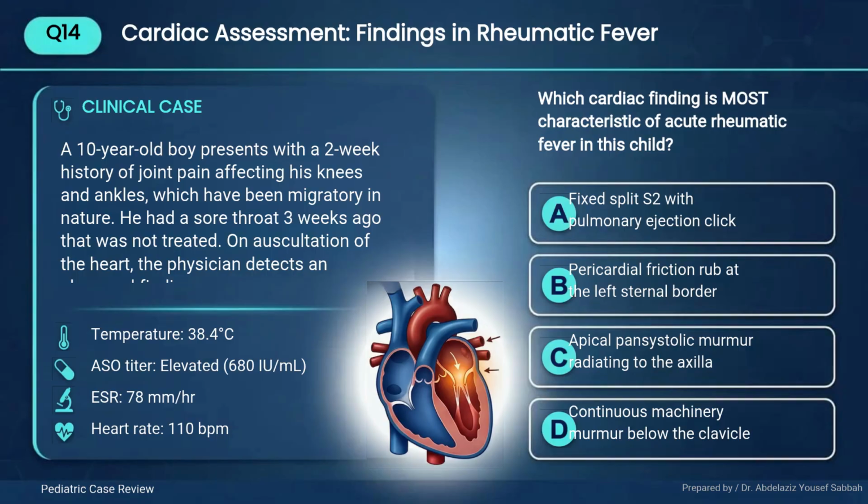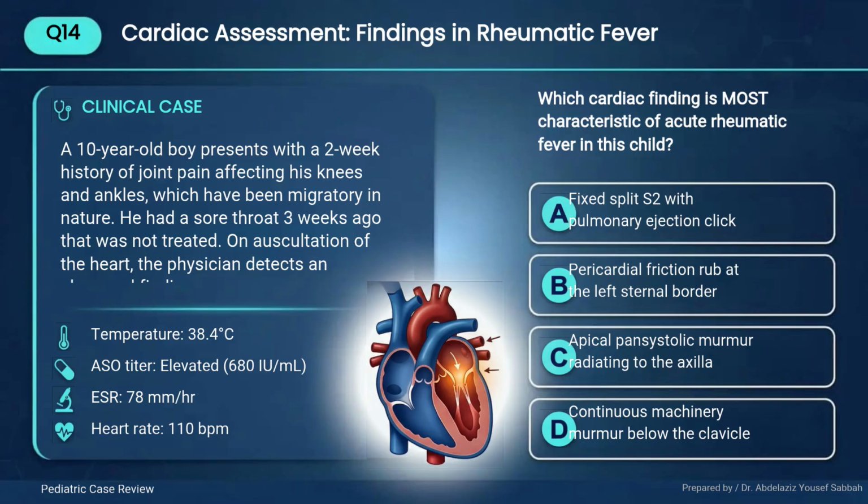Case 7. A 10-year-old boy presents with a 2-week history of joint pain affecting his knees and ankles, which have been migratory in nature. He had a sore throat 3 weeks ago that was not treated. On auscultation of the heart, the physician detects an abnormal finding. Temperature is 38.4 degrees Celsius. Antistreptolysin O titer is elevated at 680 international units per milliliter. Erythrocyte sedimentation rate is 78 millimeters per hour. Heart rate is 110 beats per minute.